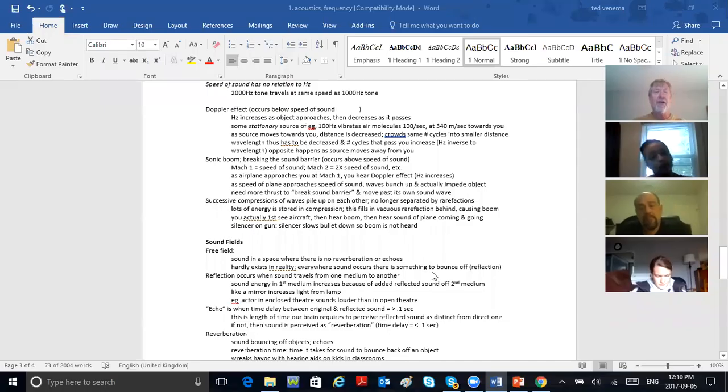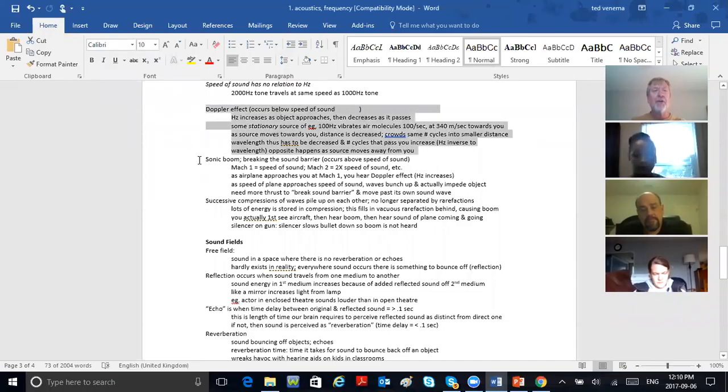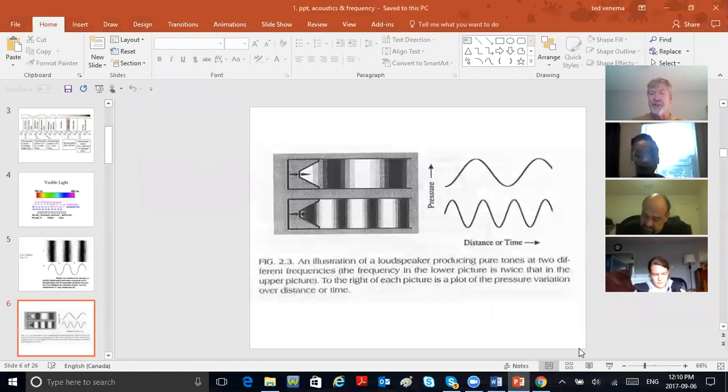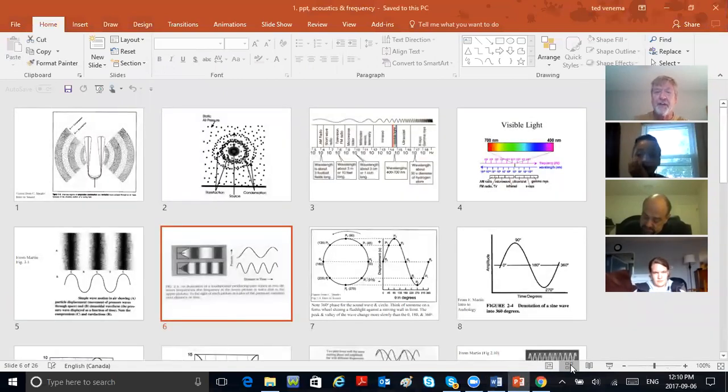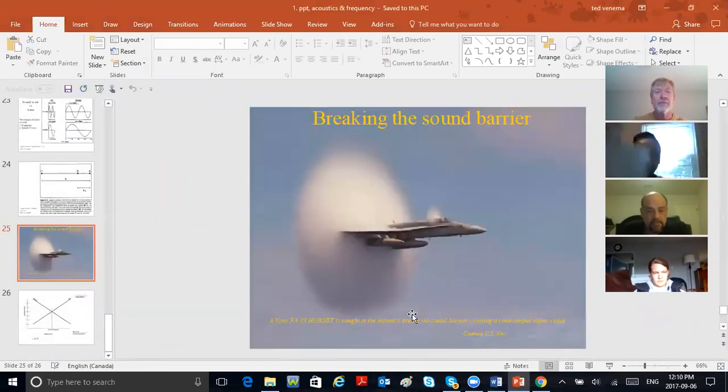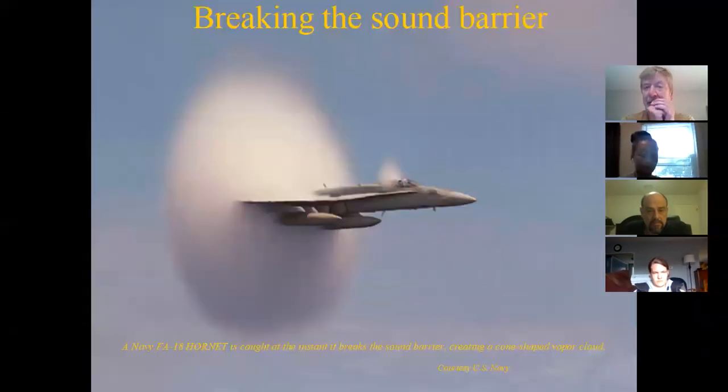Another phenomenon of the speed of sound is breaking the sound barrier. You've all heard of breaking the sound barrier. Breaking the sound barrier means you've gone faster than the speed of sound. So let's look at this in a PowerPoint here. Here's a picture of breaking the sound barrier. Now here's a jet, and it's broken the sound barrier. It's going faster than 766 miles an hour.